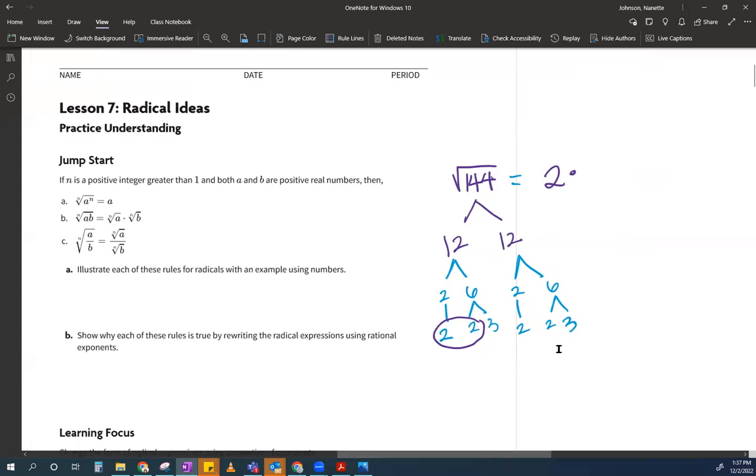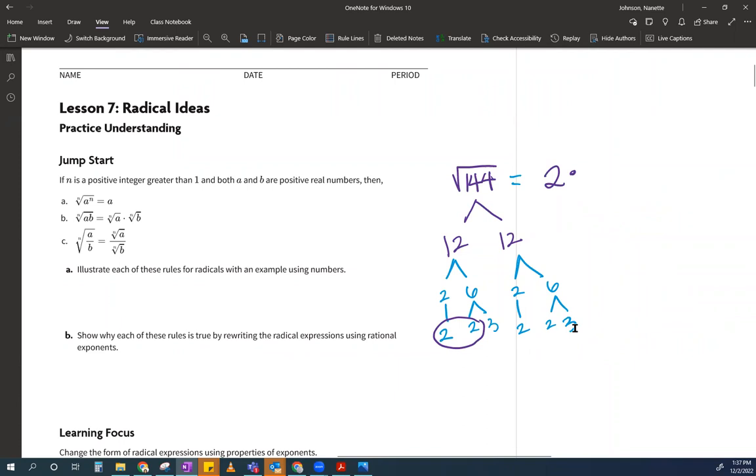Someone would say, Miss Johnson, I get the 3s, so let's circle that. And then someone says, Miss Johnson, is this 2 the same as this 2? I'd say no, because look, they're separate. So I would write them separately as well. And look at that, 2 times 3 times 2 is in fact 12.